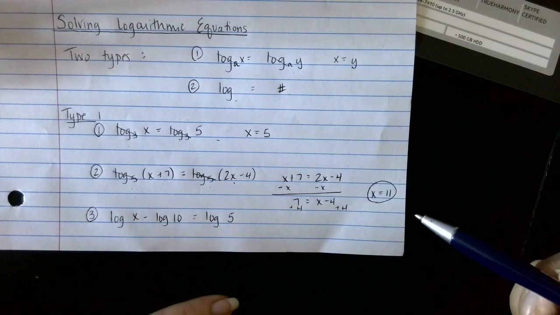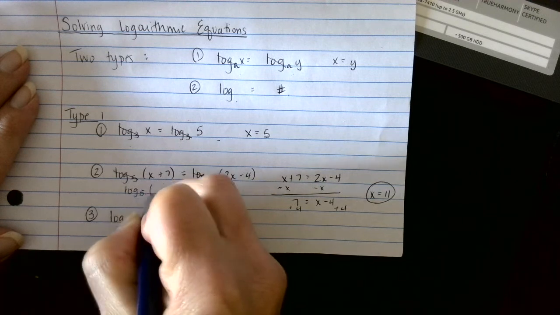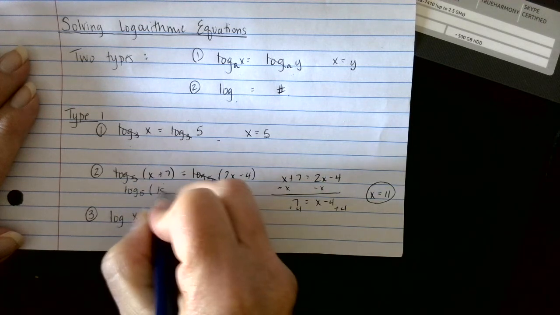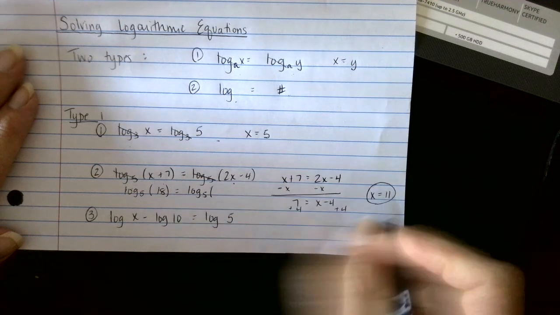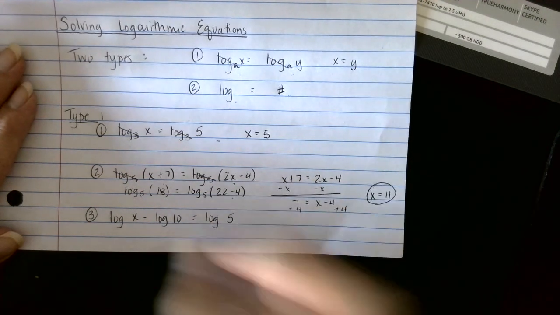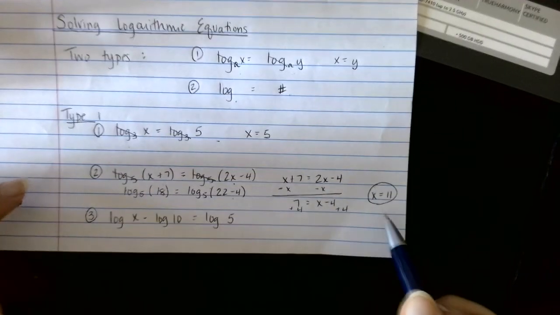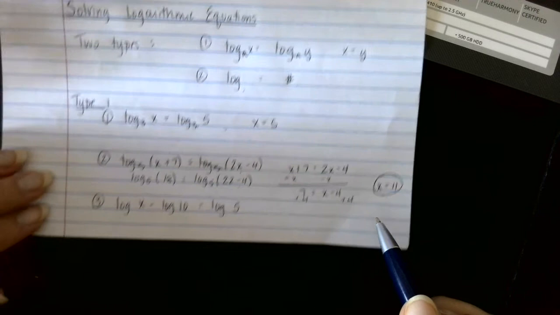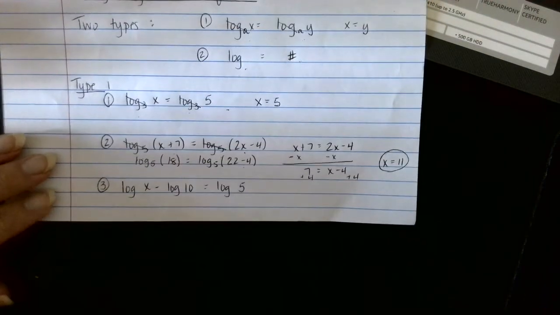I like to double check these just to make sure. So this would be log base 5. If I plug in 11, then I'll have 18. On the right-hand side, I'll have log base 5. If I plug in 11, I'll have 22 minus 4, which is 18, and it works out. You should get pretty decent answers for these. Not saying you won't have a decimal, but they should be relatively nice.